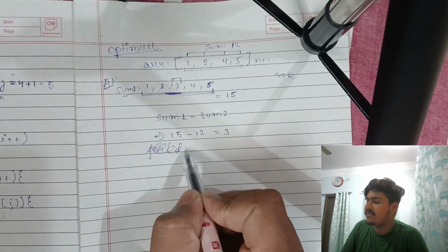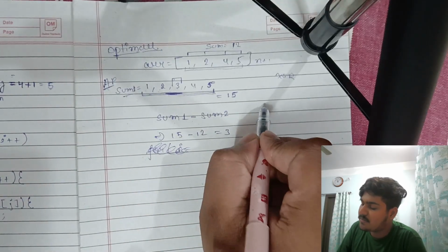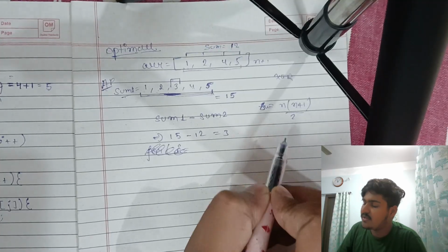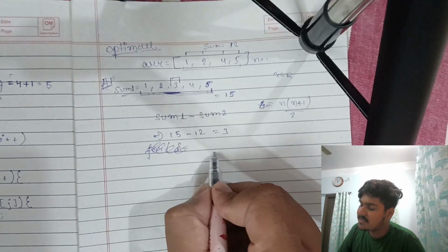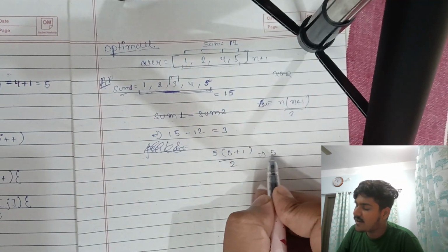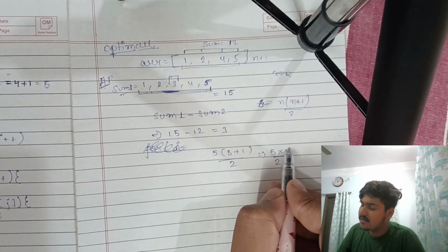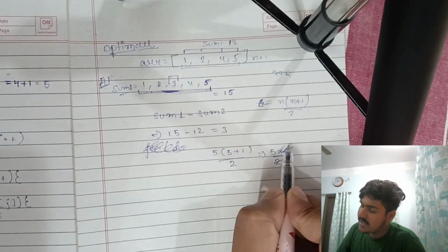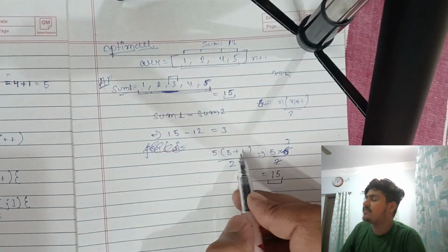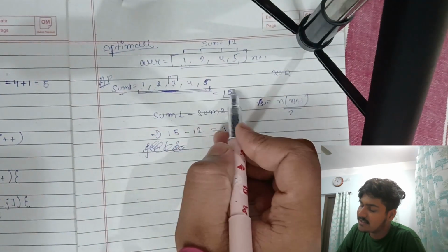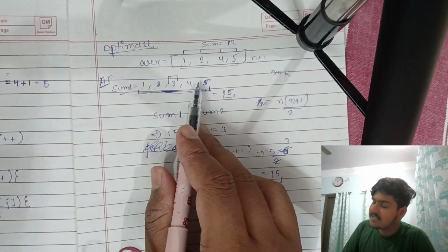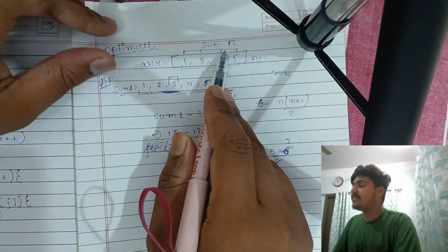You don't need a for loop for this, since you know the AP formula: sum is equal to n into n plus 1 by 2. You can use that. Here n is the length of the array, that is 5 into 5 plus 1 by 2, that is 5 into 6 by 2, so 5 into 3, 15. You can say that this 15 and this 15 are the same. So we can use this formula and directly find the sum, because it is an AP, arithmetic progression, and iteratively we can find the sum of the array.